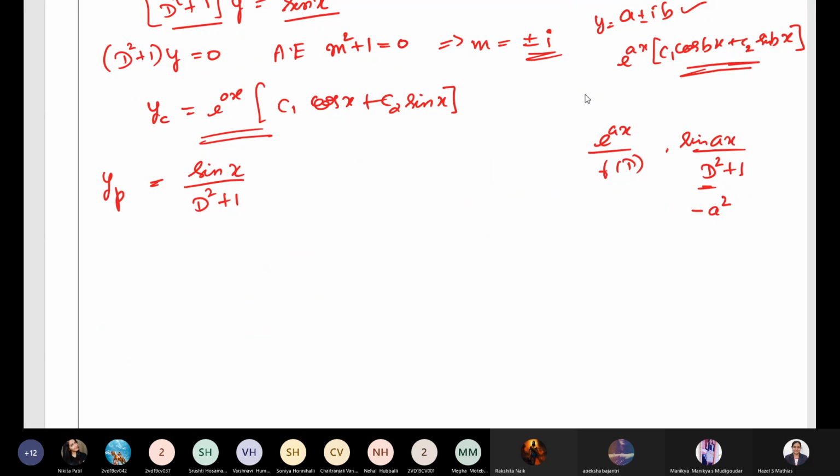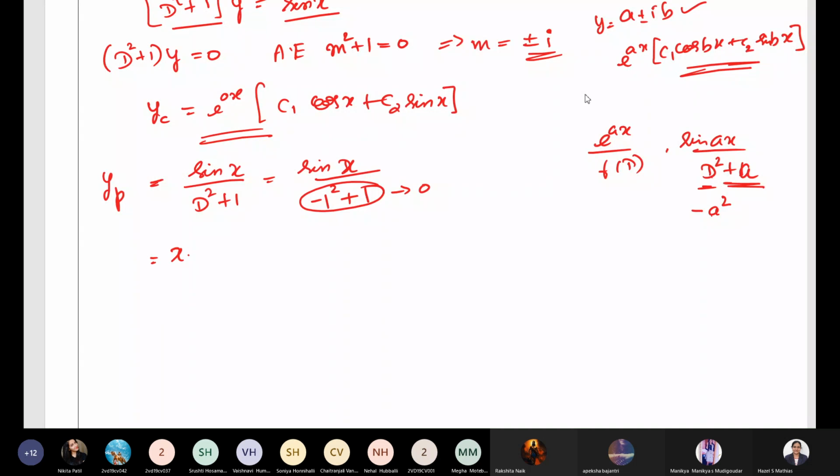minus a square. If you have sin ax or cos ax by d square plus 1 or d square plus a or any term, you have to replace d square by minus a square. Here it is sin x, so a is 1. So you have to replace d square by minus 1 square, minus 1 plus 1, and the denominator becomes equal to 0.